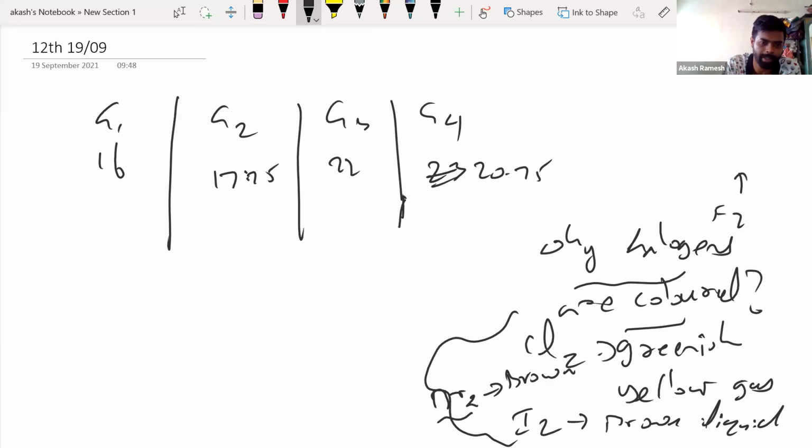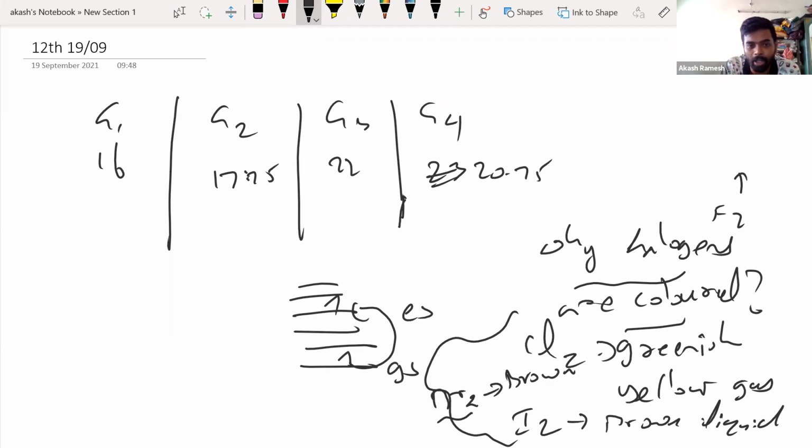Understood. It's not about ionization energy. As you said, the energy levels get closer and closer, right? So now one electron is here, in the ground state, GS, and it can easily go to the excited state, ES, by absorbing some energy. This energy will be in the form of visible light.